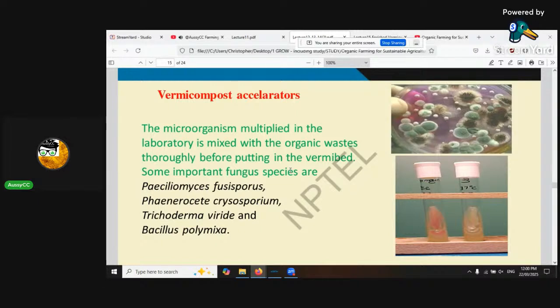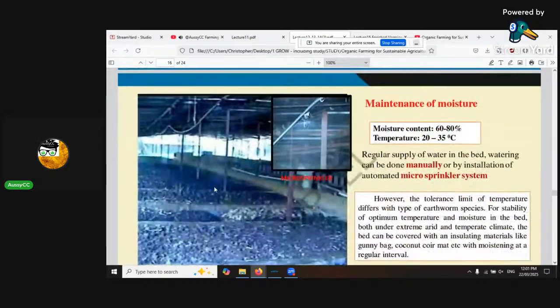Bacillus polymyxa is not a fungus. I use it. It's a bacteria. And it's awesome. It really is awesome. That one produces so many hormones as well as doing other jobs. But it's not what we're talking about.